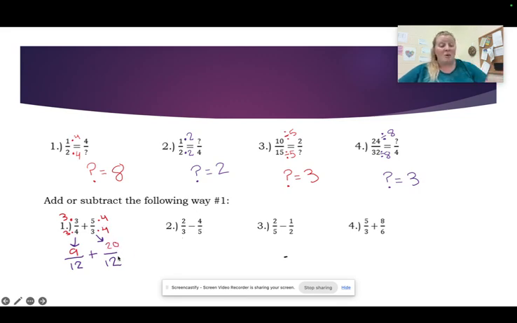So now I have my common denominator. Now I'm ready to add. So I'm going to get 29 over 12, and we actually are just going to leave it like that. Believe it or not, in Algebra 2, it's a lot easier to work with improper fractions.